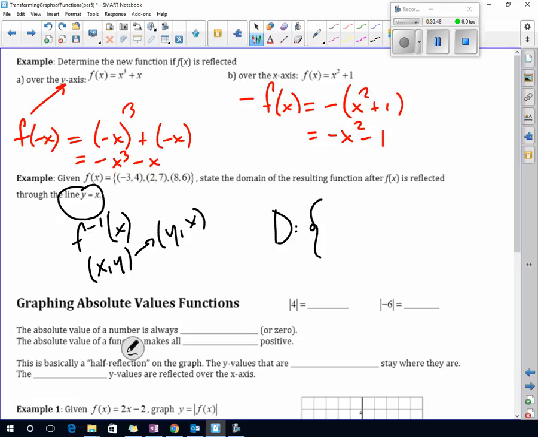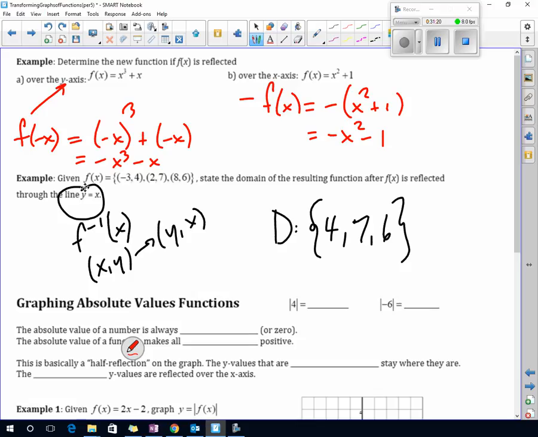Okay, do you get it now? So the domain of this function would be -3, 2, and 8. And the range would be 4, 7, and 6. Domain is the x, range is the y. So if I'm switching the x's and the y's around, the domain of this function becomes the range of this function, and the range of this function becomes the domain of this function. You probably should, but you wouldn't get marks taken off if you didn't put it in the order.